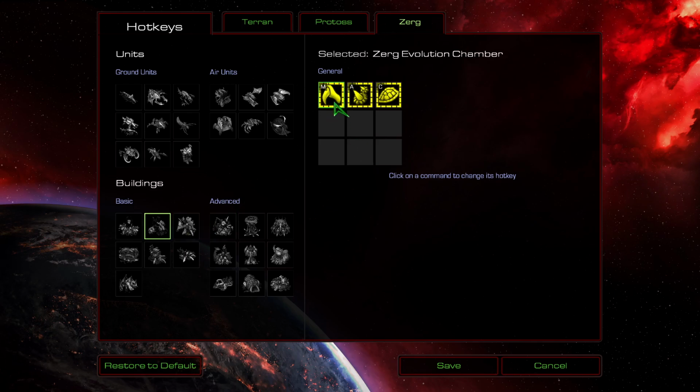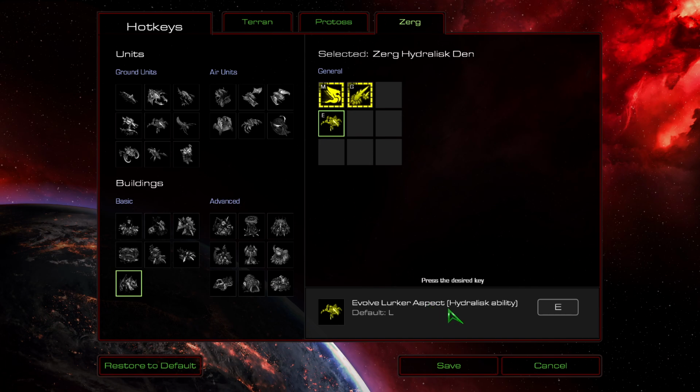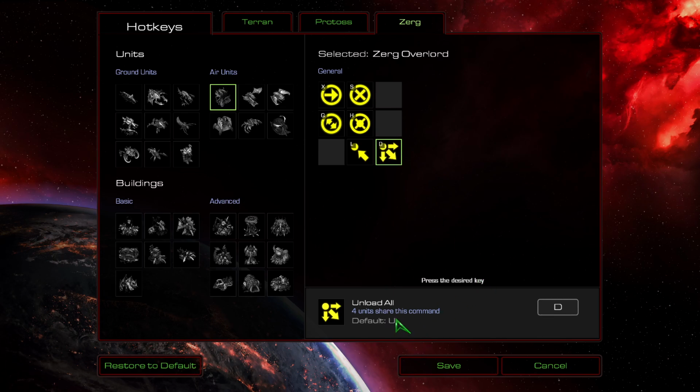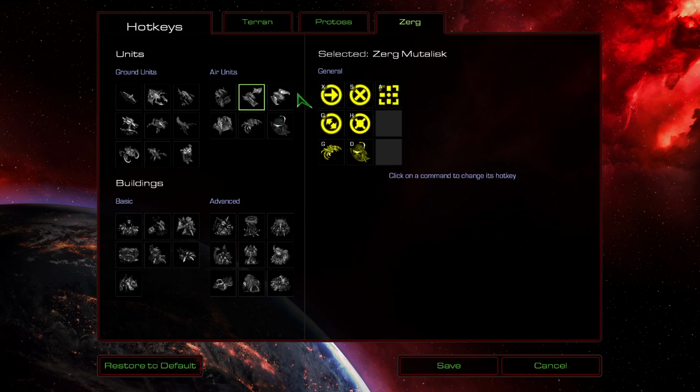I'm pretty comfortable pressing M for some reason, but some players might want to move that over to like E. And let's see. Yeah, I just changed lurker aspect to E. Unload is at D rather than U. Mutalisk has those still.